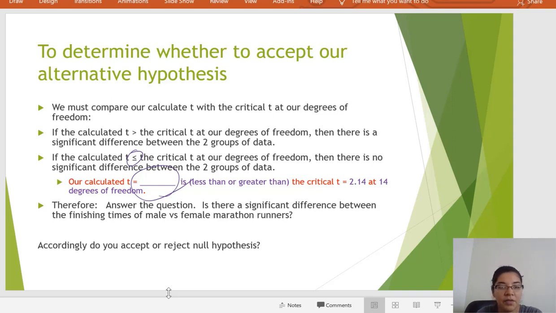Okay? So if t-calculated is greater than t-critical, then there is a significance. If there is a significance, you're accepting your alternative hypothesis and rejecting your null hypothesis. However, if the calculated t, what you calculate, is less than or equal to the critical t, then there is no significant difference. What does this mean regarding accepting or rejecting your hypothesis? If there is no significant difference, that's a null hypothesis. So you're accepting your null hypothesis and rejecting your alternative hypothesis.